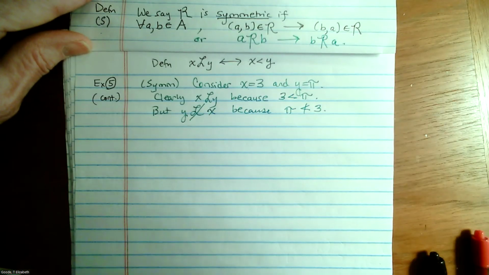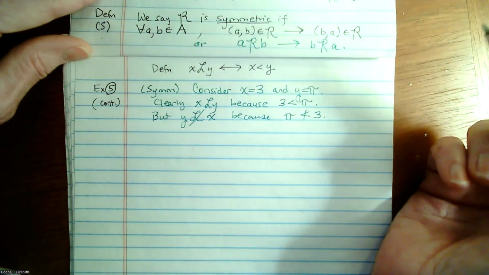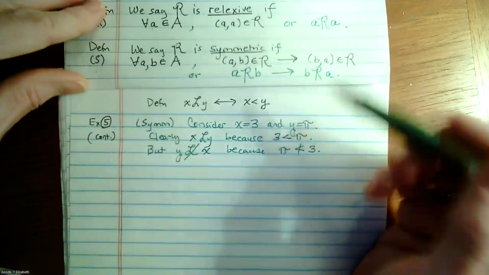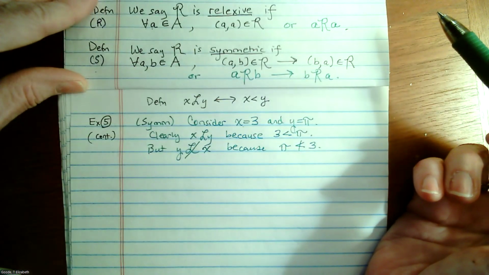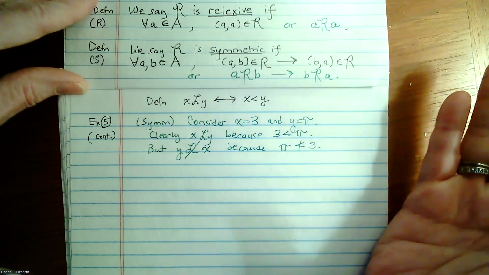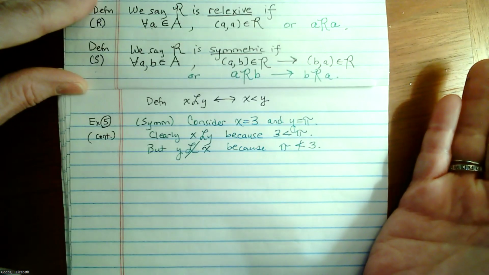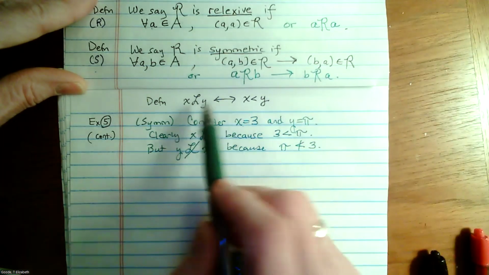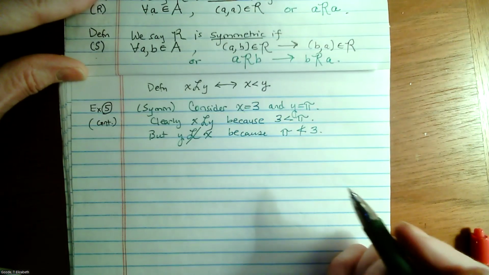Let me ask you this. If we were playing this game with the less than or equal to relation, would it be reflexive? Yes. It would be, because the equal to would allow us to always say that x is less than or equal to x. So it would be reflexive, but the less than or equal to still would not be symmetric. Questions?